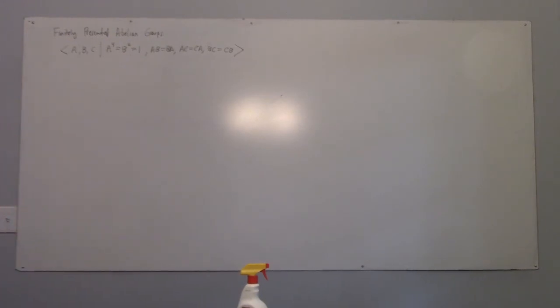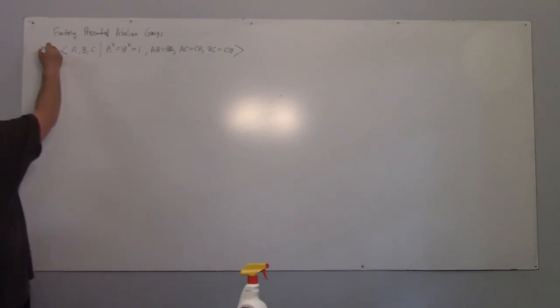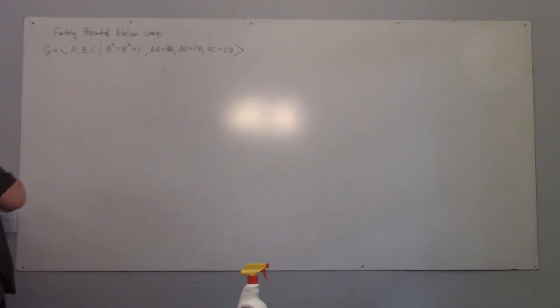So this is a way we could discuss a group, right? A group G that is a finite group. And finitely presented means that you have a finite set of generators and a finite set of relations which define the interrelations between those.